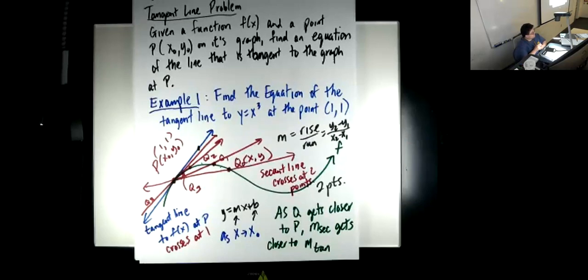So can the x value ever be equal to x naught? Yes. In this graph, yes, x can equal x naught. In fact, we're going to take advantage of that in a second.